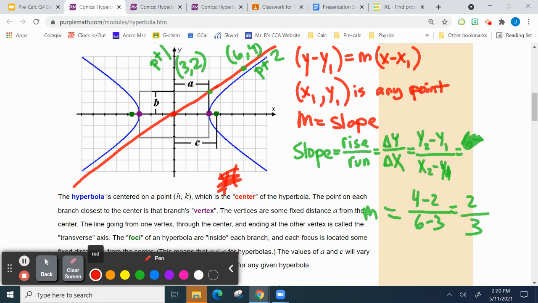Jeez Louise. This is how bad, that's why I buy erasable pens, you know?